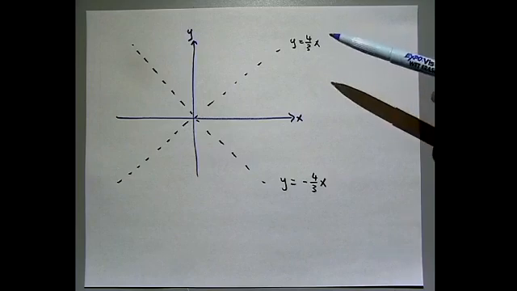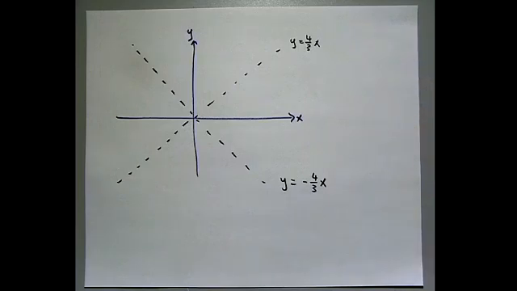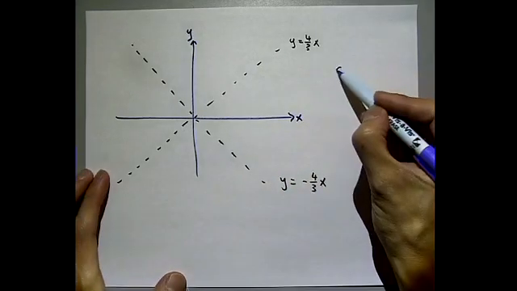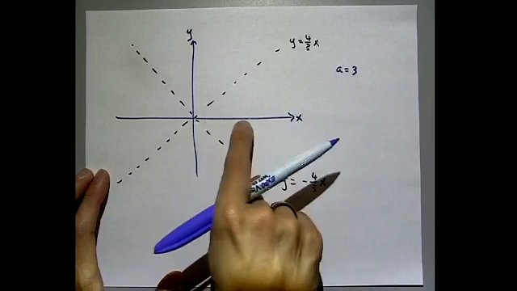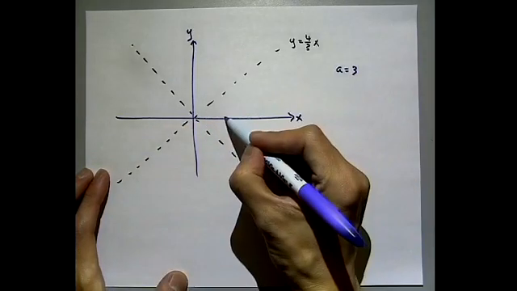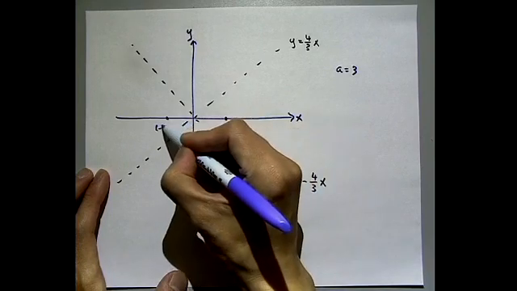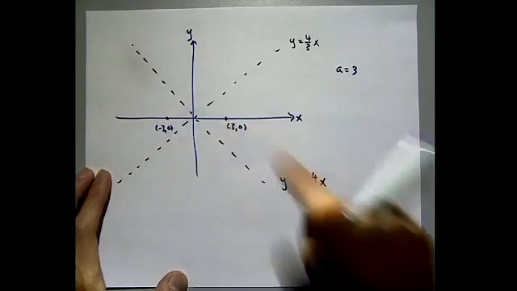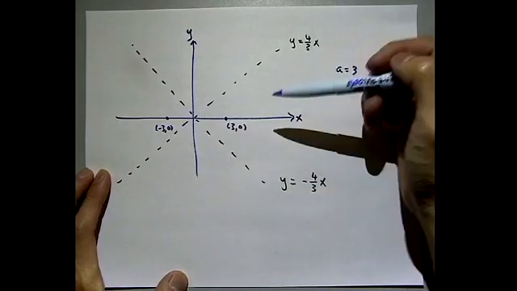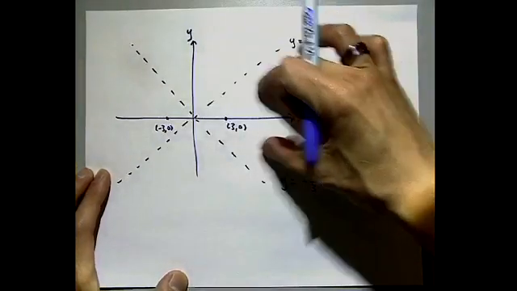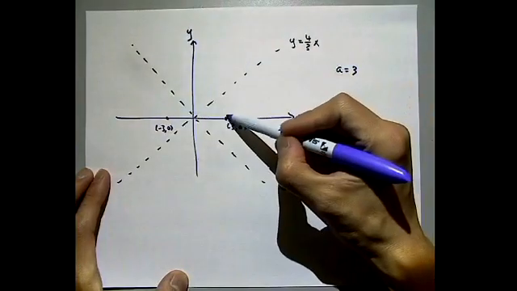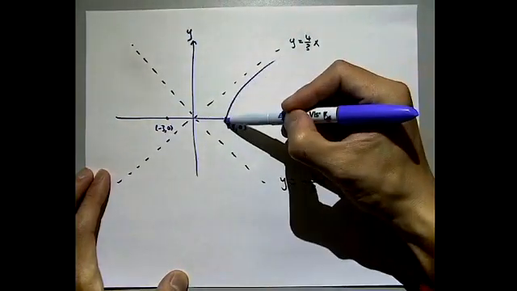All right? And we already identified that because x squared shows up first, this thing is going to open left and right, and a is equal to 3. So 3 units left and right of the center, right here. These are where the vertices are. So the two branches have to live within this triangle and that triangle. Something like that.